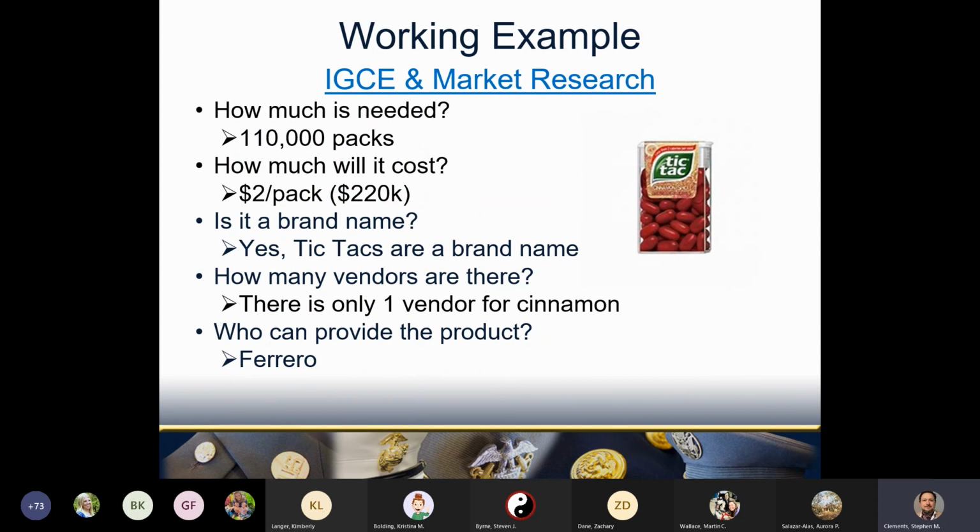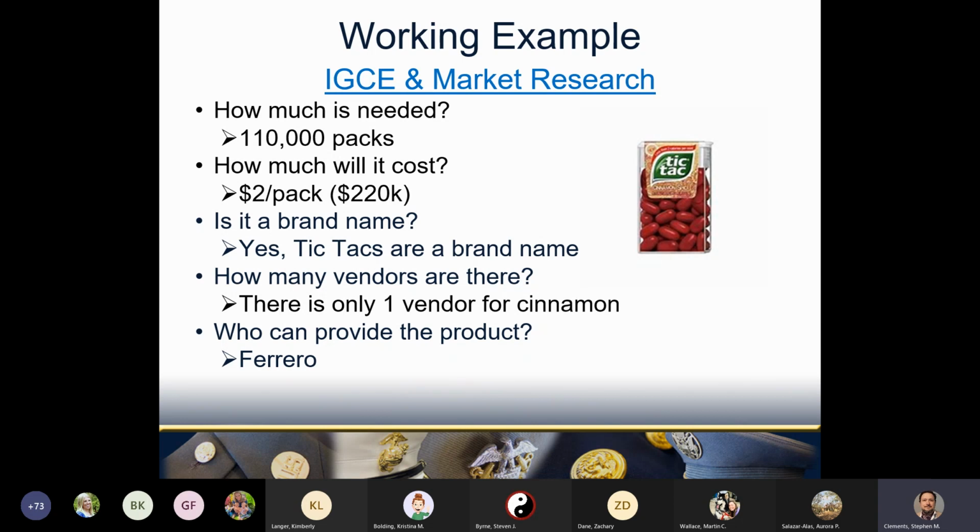All right. So this is information we're going to need from our IGC in market research. How much do we need? About 110,000 packs. How much do they cost a piece? About $2. So we're looking at 220 grand. Is it a brand name? Yes, Tic Tacs are a brand name.